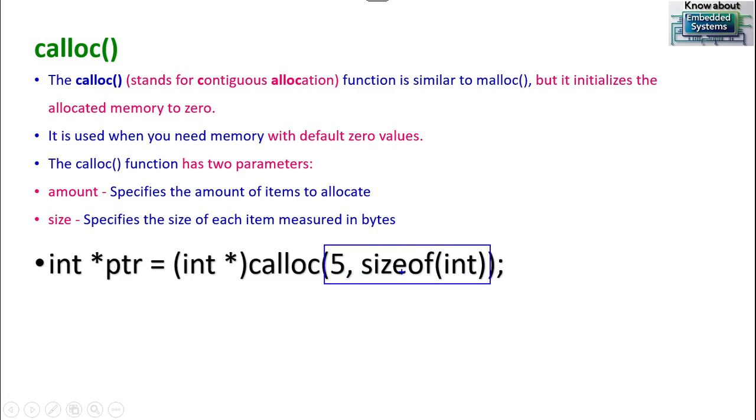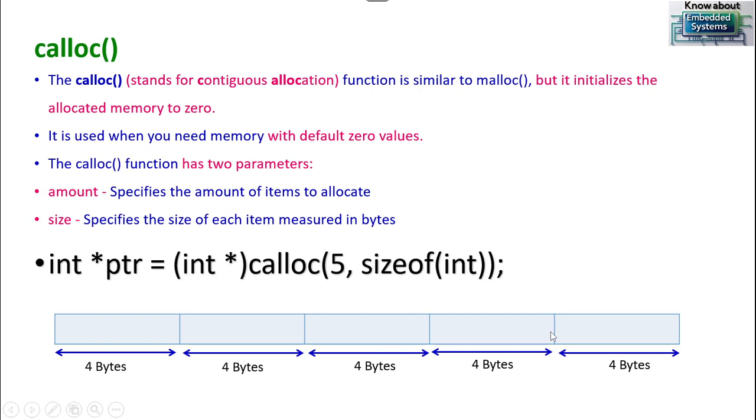So the first parameter will be the size of your variable, for example here, size of integer. Second parameter is the amount, in the sense of how many bytes we have to allocate. So, the example I'm giving here is 5 on size of integer. So in this way calloc is going to allocate here.